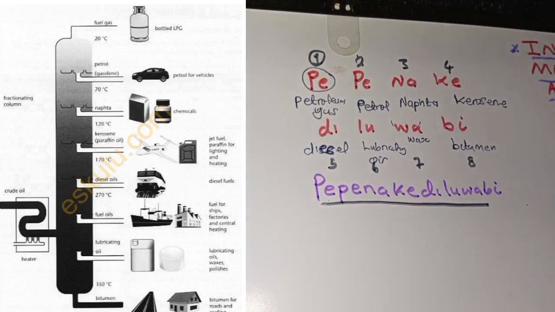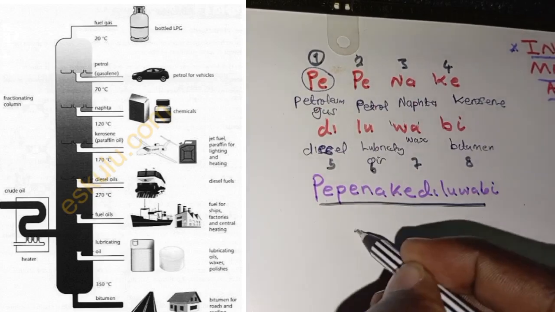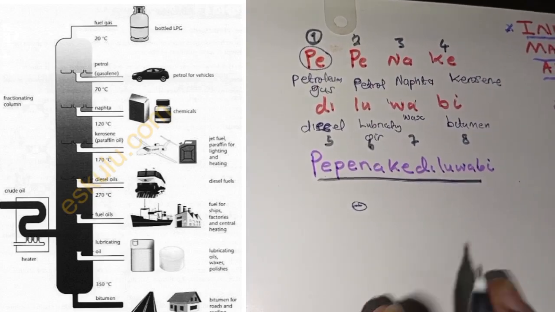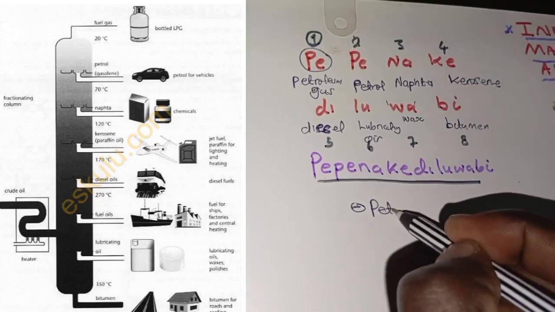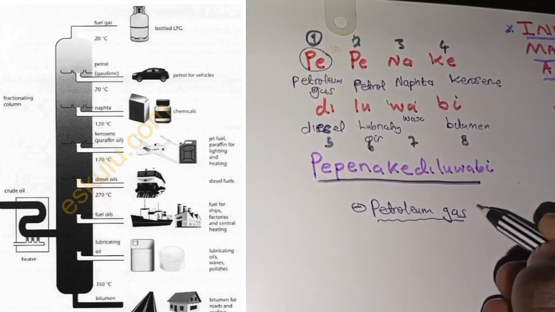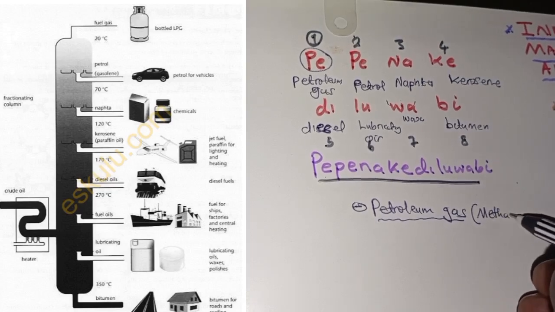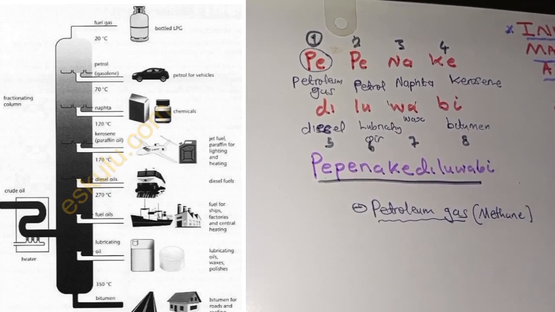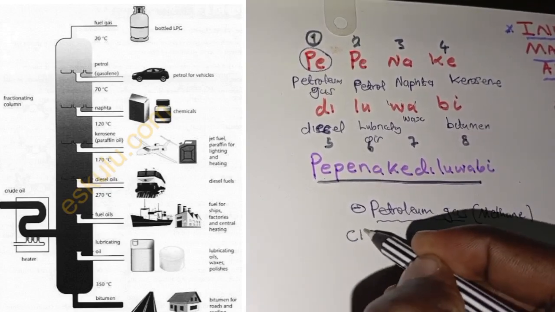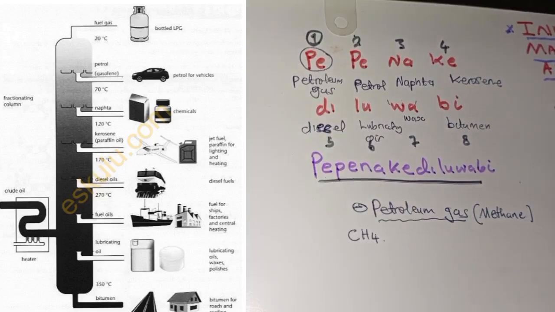So fuel gas that you are looking at there is also known as petroleum gas. Now what is this petroleum gas? Mostly it consists of methane, which is the first member of the alkane family, written as CH4. So that's the abundant gas in this petroleum gas, methane.